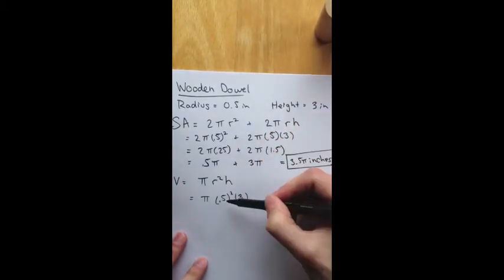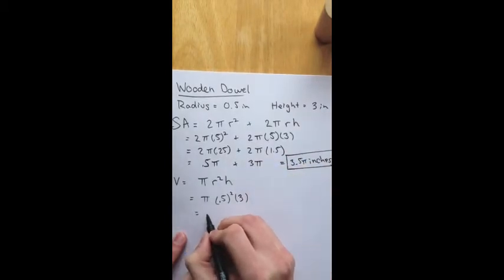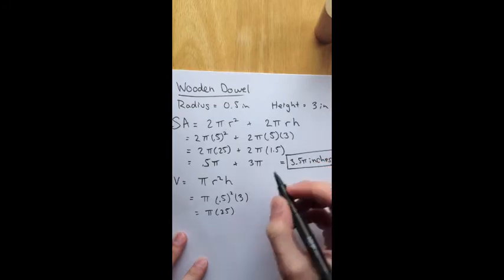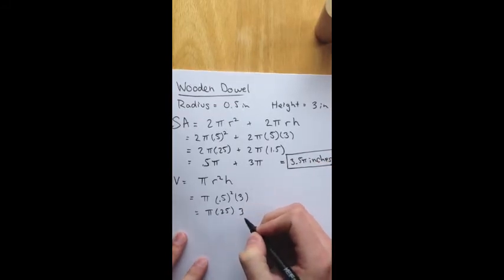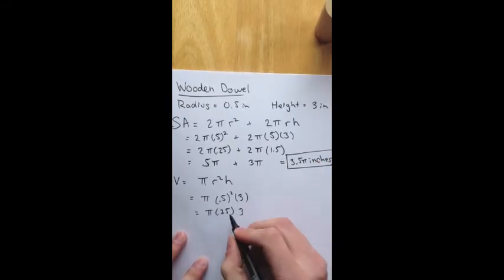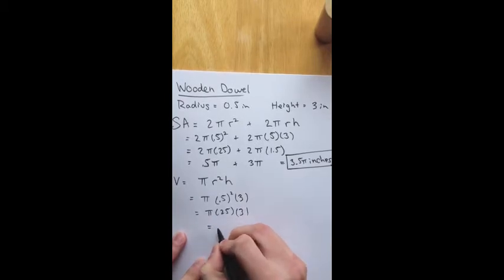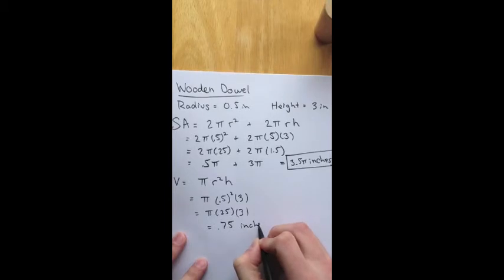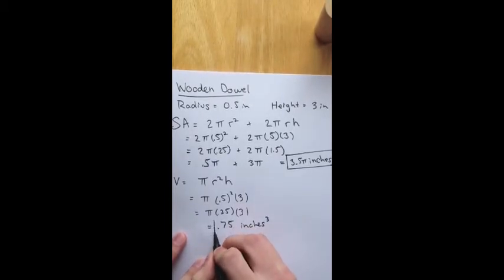And up here we have 0.5 squared is 2.5, so that equals pi times 0.25. Height is 3. And then that gives us, multiply 3 times 0.25, that equals 0.75 inches. And this will be inches cubed because we were talking about the volume.